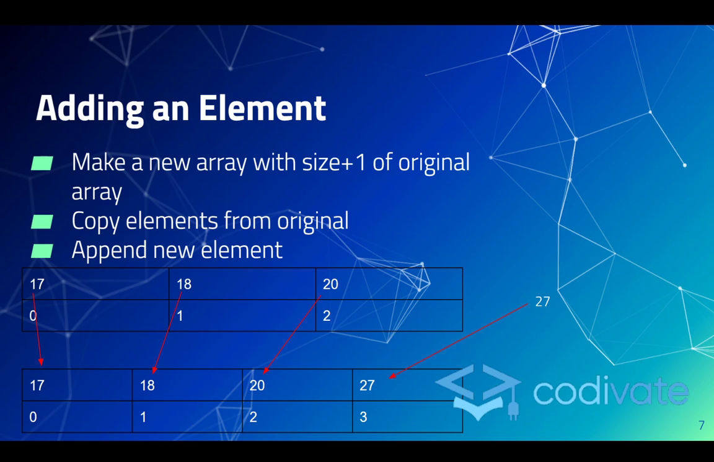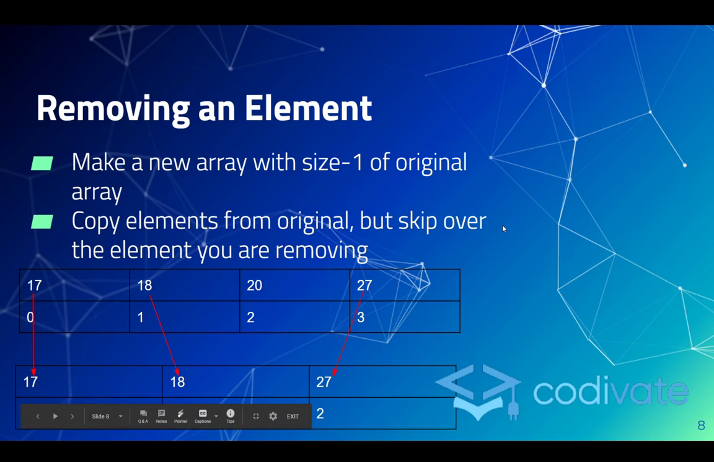So if you want to add an element to the end of an array, you just make a new array that's a size of 1 more than the original one, and then using some loop, you would copy each element from the original array over, and then you'd have 1 extra slot at the end, and then you would add whatever your new element is to that slot. Pretty straightforward. Removing an element is slightly more complicated.